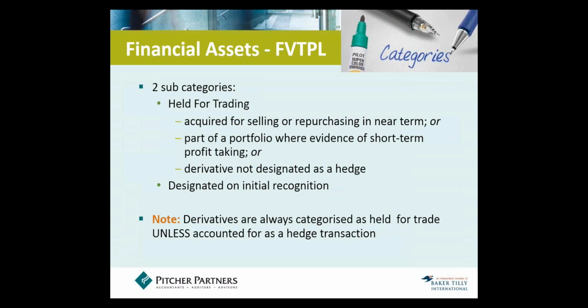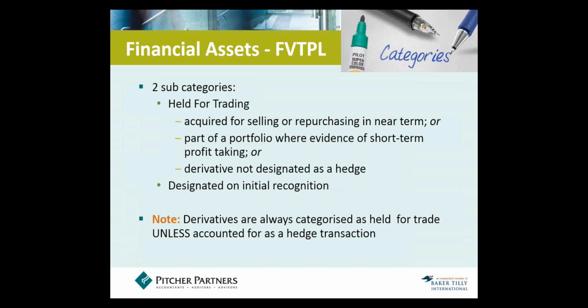All derivatives are fair value through profit and loss. So the one way to become fair value through profit and loss is if it's held for trading. The other way is that it can be designated on initial recognition to be fair value through profit and loss. And that designation option is open because in their heart of hearts, the accounting standard setters would like financial instruments to be at fair value through profit and loss.